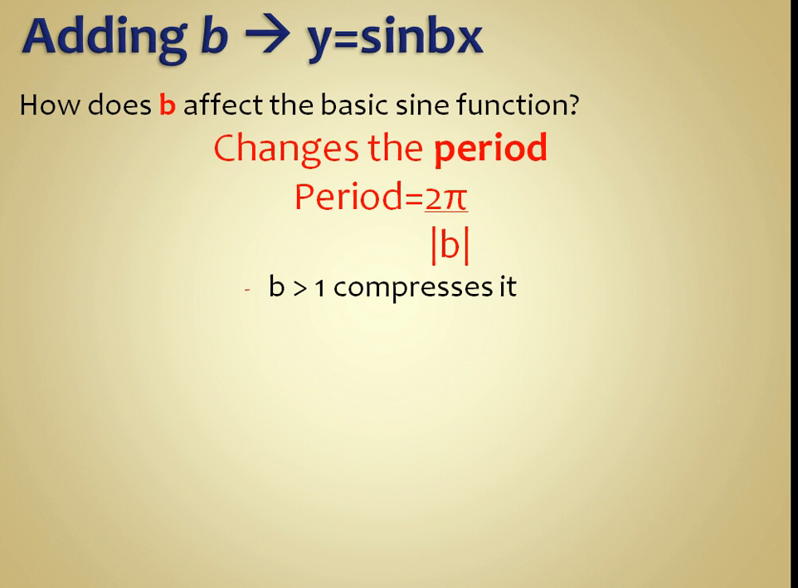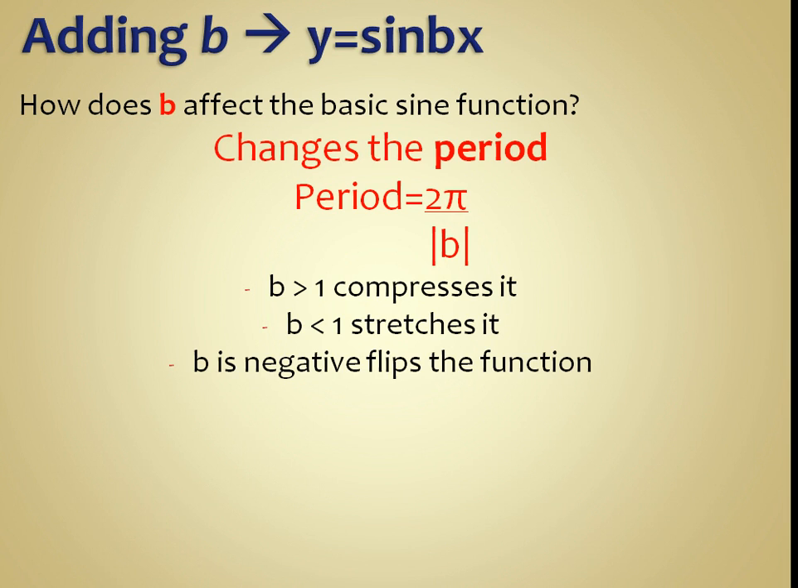If b is greater than 1, it will compress my graph. If b is less than 1, it's now going to stretch my graph. And if b is negative, my function actually flips. So in this case, for my sine function, there's something really special.